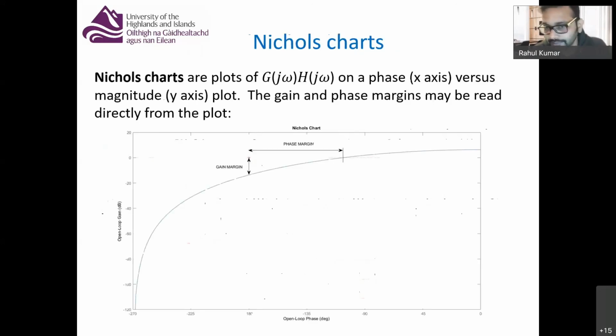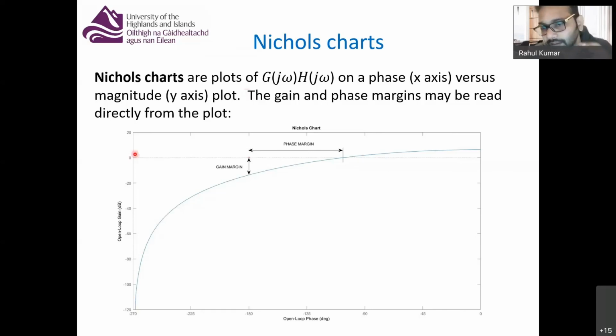Now the last chart, which is the easiest one, is called the Nichols chart, right? Basically we plot the phase along the x-axis versus the magnitude along the y-axis. The open loop phase in degrees is plotted along the x-axis, and the open loop gain in decibels is plotted along the y-axis. So you get a curve something like this.